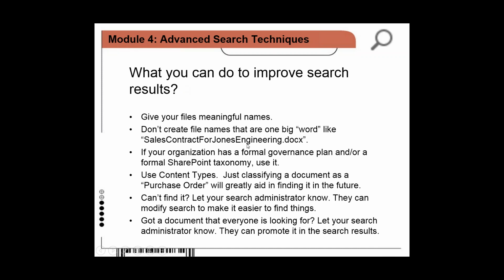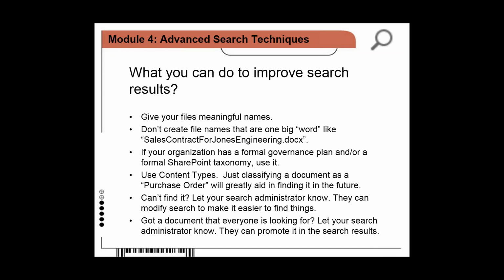Don't create these great big monstrous long names without spaces. Search cannot take that apart. The best I can do is sales asterisk to find that document. I cannot search for the word Jones. I cannot search for the word engineering. Put in spaces, dashes, or underlines, but don't just run them all together that way.